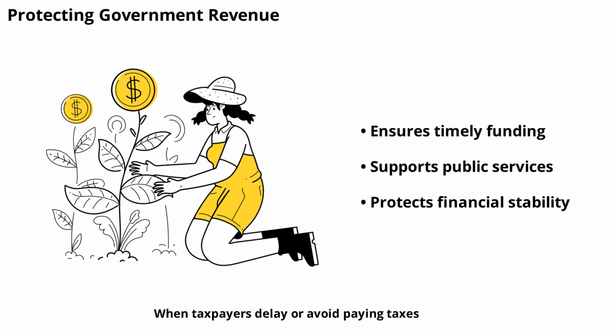When taxpayers delay or avoid paying taxes, the government has less money to fund essential services like education, healthcare, and infrastructure. These charges help ensure that funds are available when needed, supporting the country's financial stability and public programs.